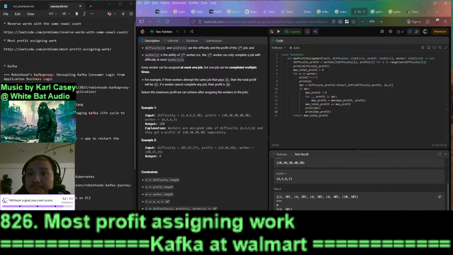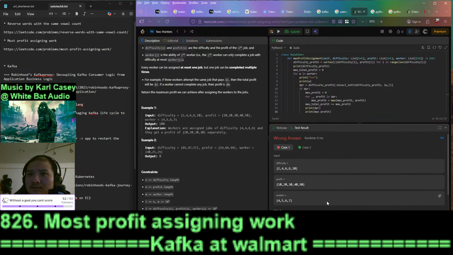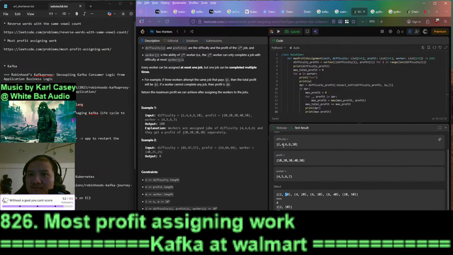Okay, wait, hold on. Difficulty 2 maps to 10, 4 maps to 20, 6 maps to 30, 8 maps to 40, 10 maps to 50. Good. So we're going to find 4. Right, we need 210. Okay, missing something.